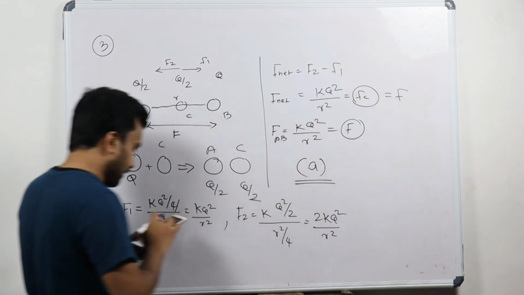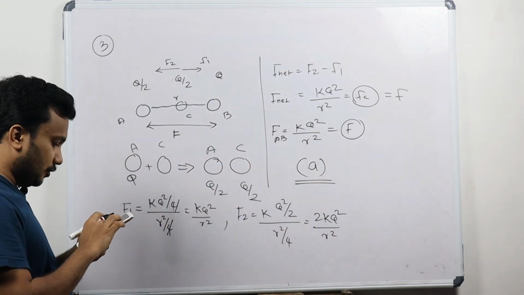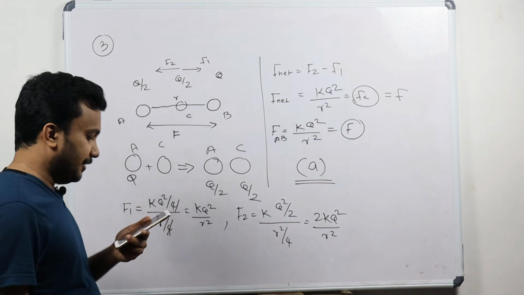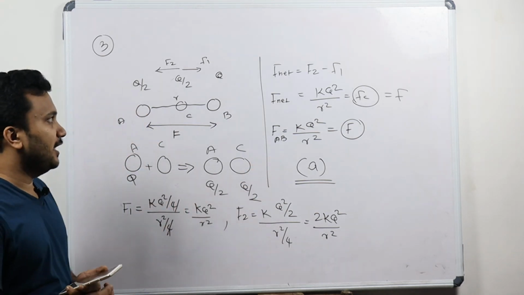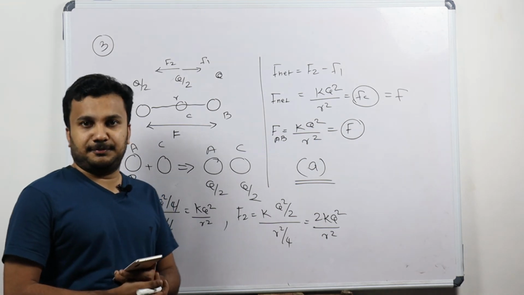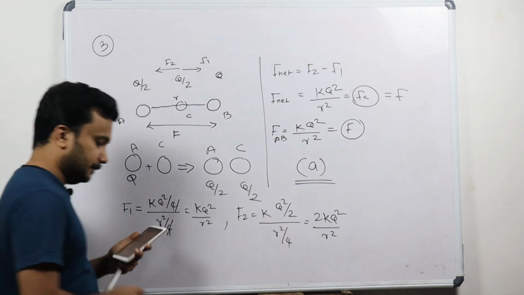Option A, right? Let me look. Option A, F, 3 by 4 F, F by 2, F by 4. So F is the answer. Option A: Fc will be equal to F. We'll move to the next question.